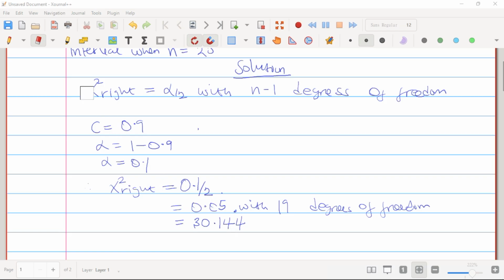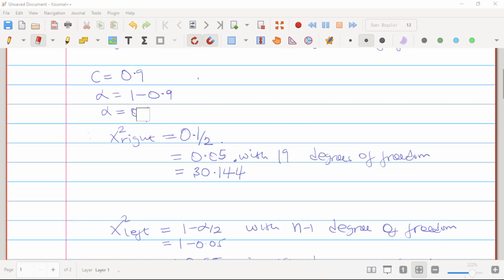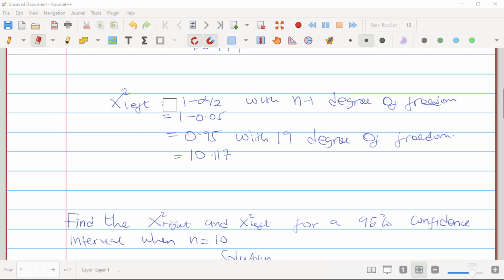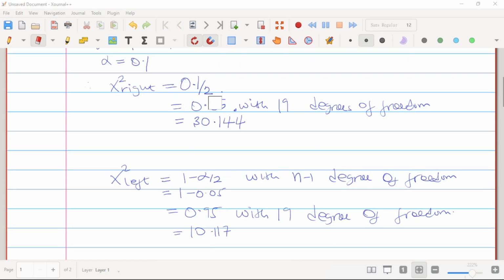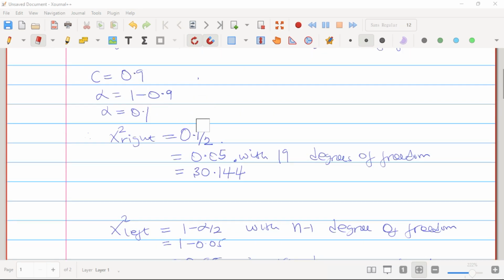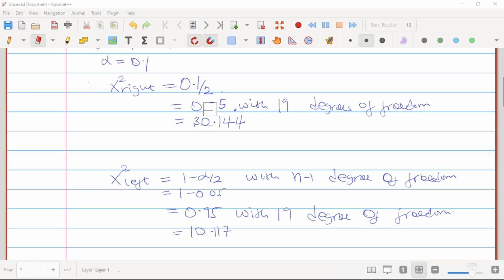So that's how we can calculate for chi-square to the right. So what about chi-square to the left? Chi-square to the left is also given as 1 minus alpha divided by 2 with n minus 1 degrees of freedom, right? We are just going to subtract what we have from here, right?